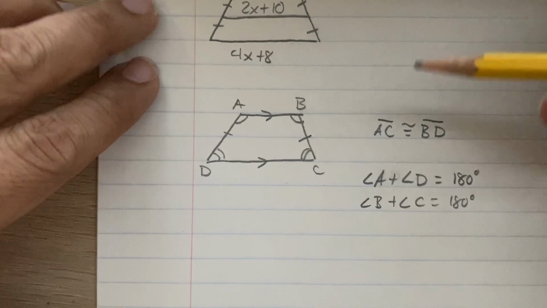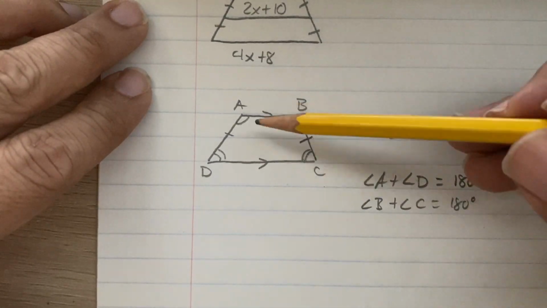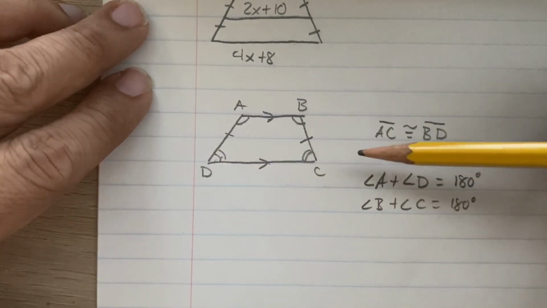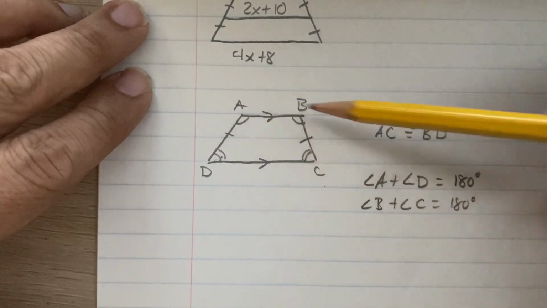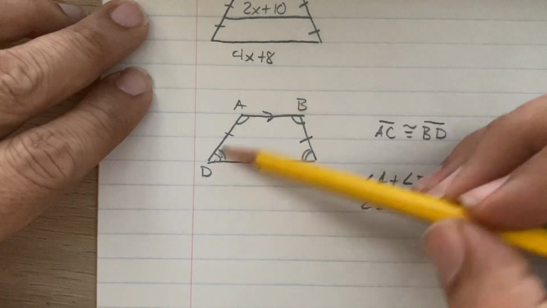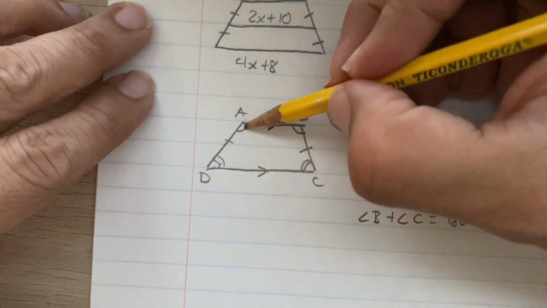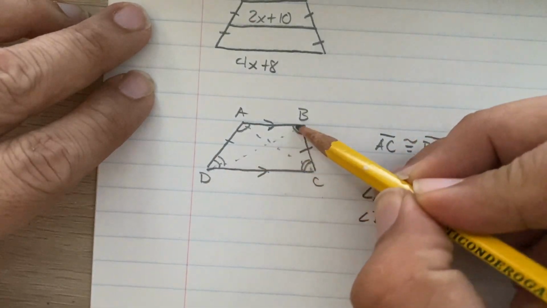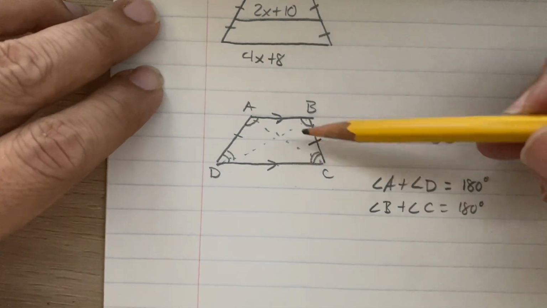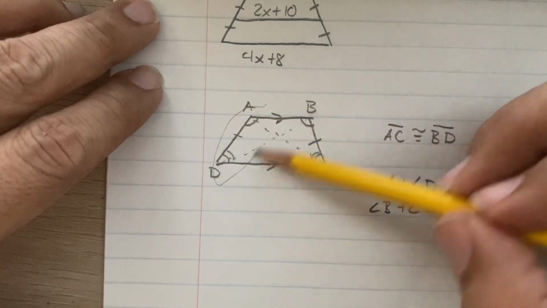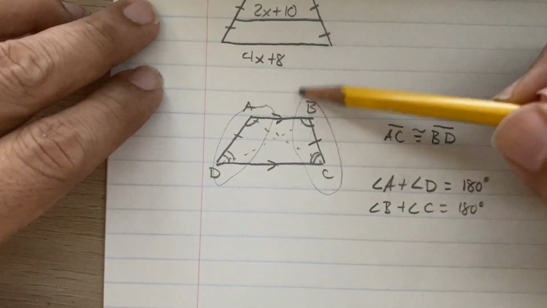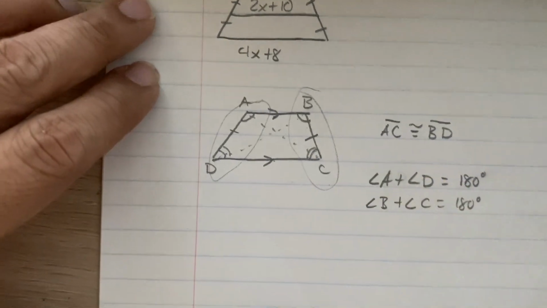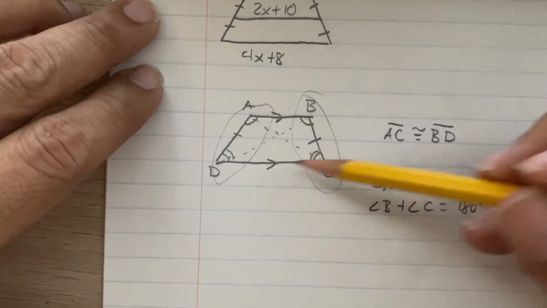Let's talk about a trapezoid. So an isosceles trapezoid, the top is parallel to the bottom. These angles are congruent. These angles are also congruent. This diagonal is equal in length to this diagonal. A and D are supplementary, and B and C are also supplementary. That's what you have to know about the angles inside the trapezoid.